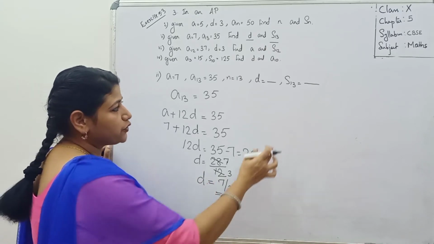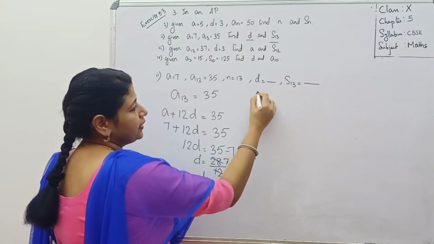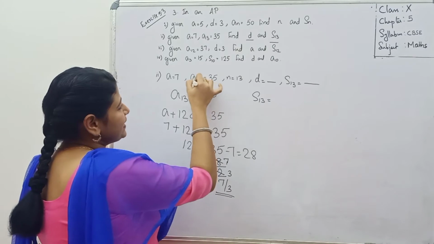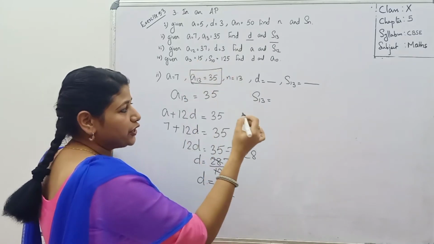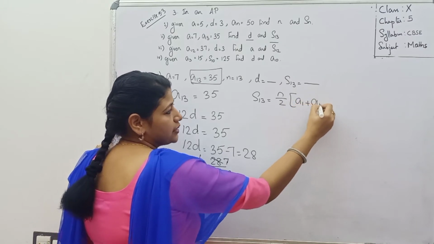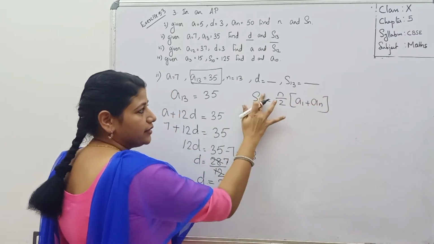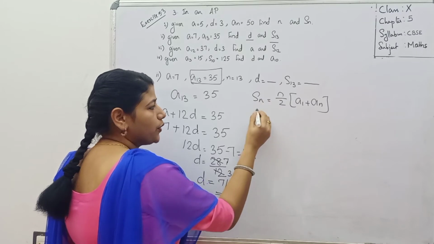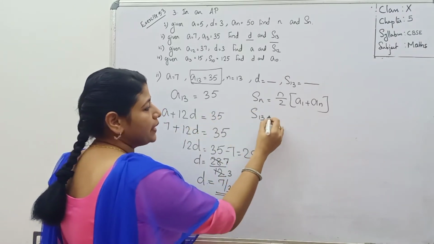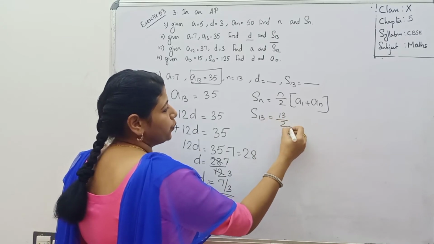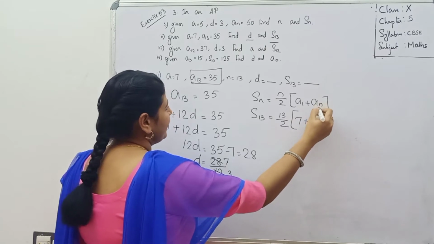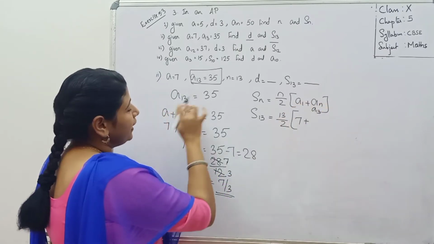Now we have to find out this S13. We have so many formulas to find out the sum. In this case a13 is given. So we can use n by 2 into a1 plus an. This is also a formula to find out Sn. Isn't it? This is Sn. So instead of this n, we are substituting 13. So S13 will be 13 by 2 into a1, which means first term 7, and an means a13. a13 is 35.